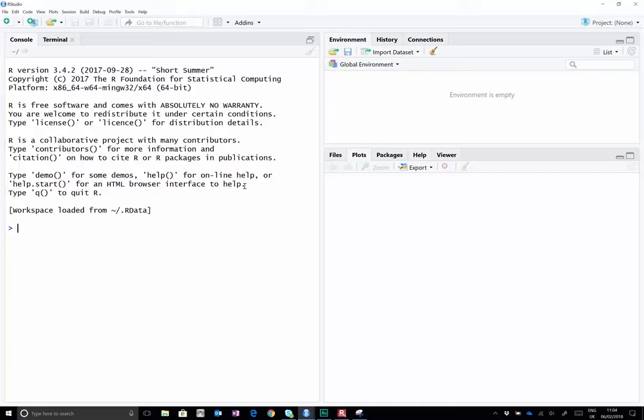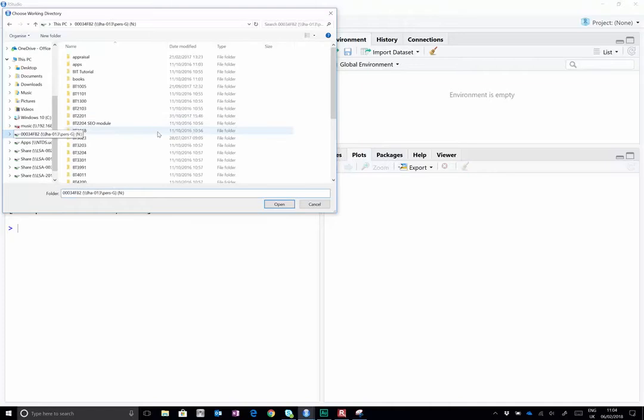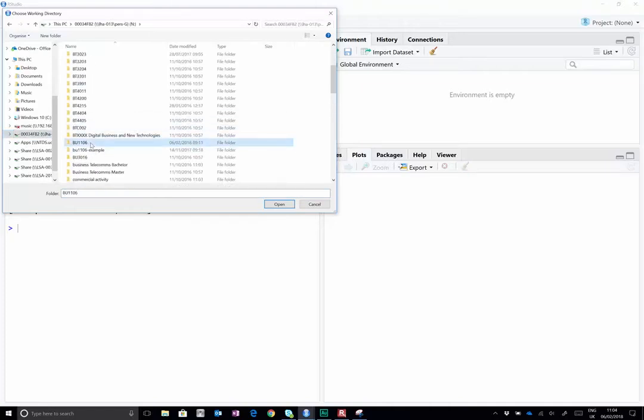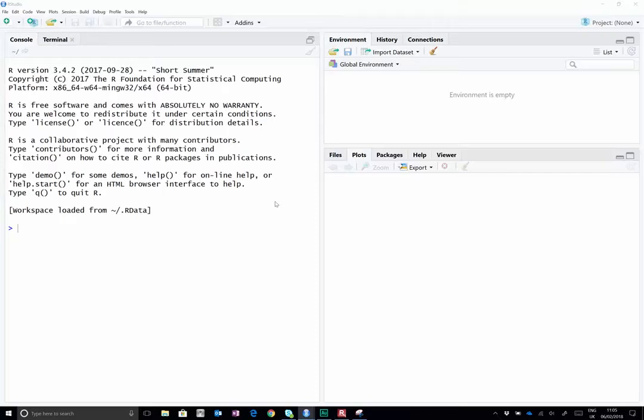So where do I store that file? I'll store it somewhere on my hard disk. Usually the first thing you do, just a reminder, is set your working directory. In this case, I've got my files, this is BU1106, and I've got my stuff in a folder called Regression. I set that as my working directory, and here's the command. I could have also typed it in manually.